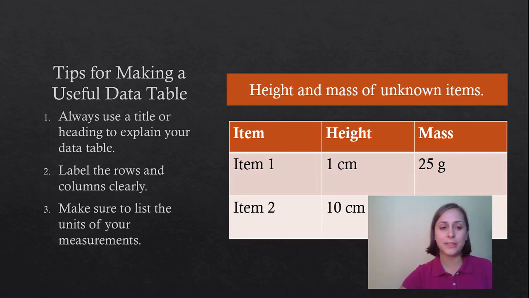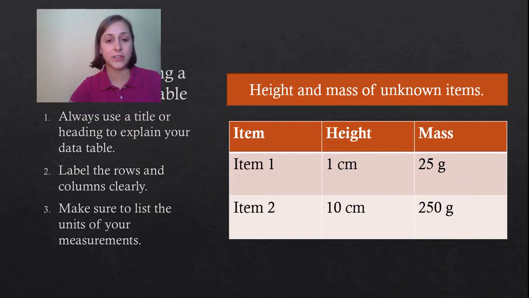So, a few tips for making a useful data table. Always use a title or heading to explain your data table. Here we have height and mass of unknown items. Label the rows and columns clearly. Rows go across to the side, columns go up and down. So the rows are labeled item 1 and item 2, and the columns are labeled item, height, and mass. Finally, make sure to list the units of your measurements. So we see the heights here are in centimeters, and the masses are in grams.